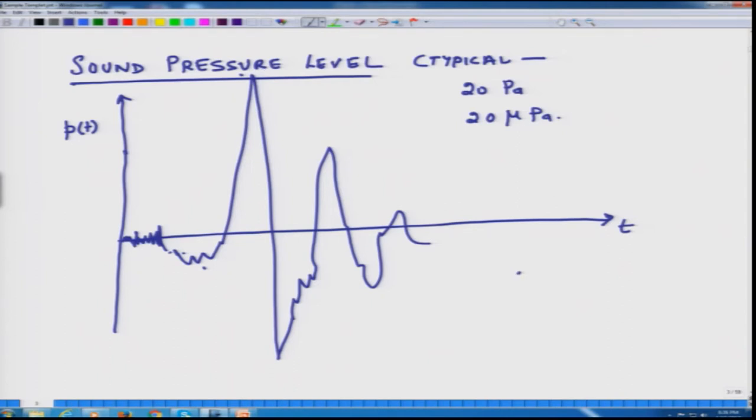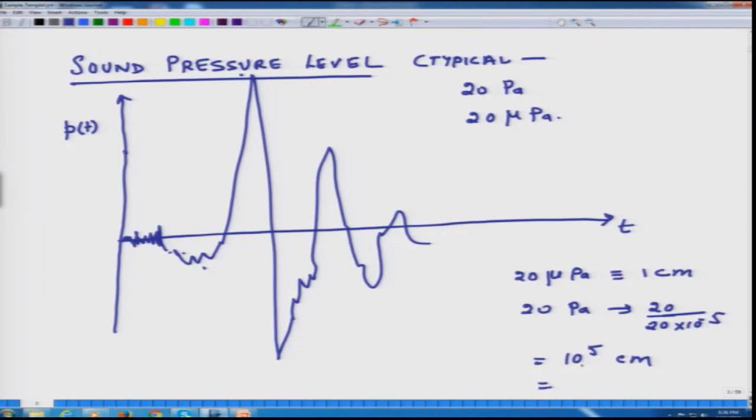Now, let us say 20 micropascals corresponds to 1 centimeter on the y axis. In that case, if I also have to plot 20 pascals on the same axis, then how many centimeters do I need? It will be 20 divided by 20 into 10 to the power of minus 5 centimeters, right? So, that is 10 to the power of 5 centimeters, which means that my axis should be something like 1 kilometer long. So, the paper has to be 1 kilometer long, because the range of pressures I am interested in is such large. What that means is that I need very large pieces of paper.